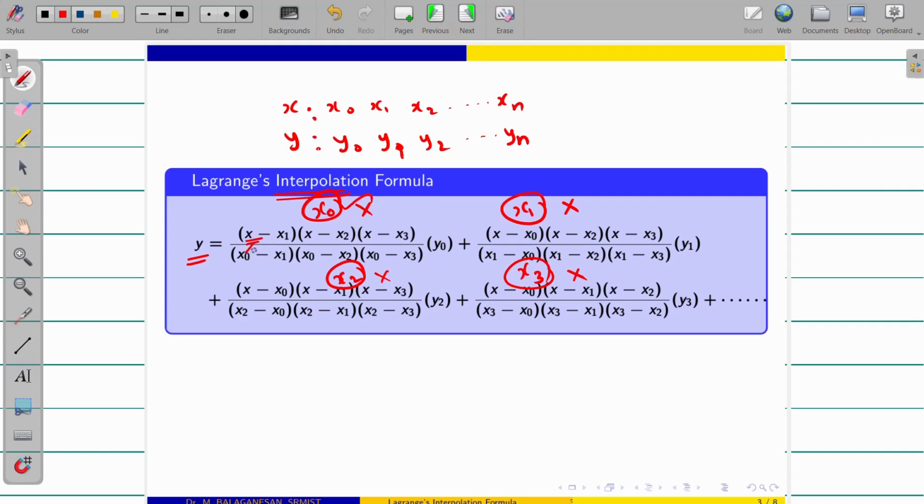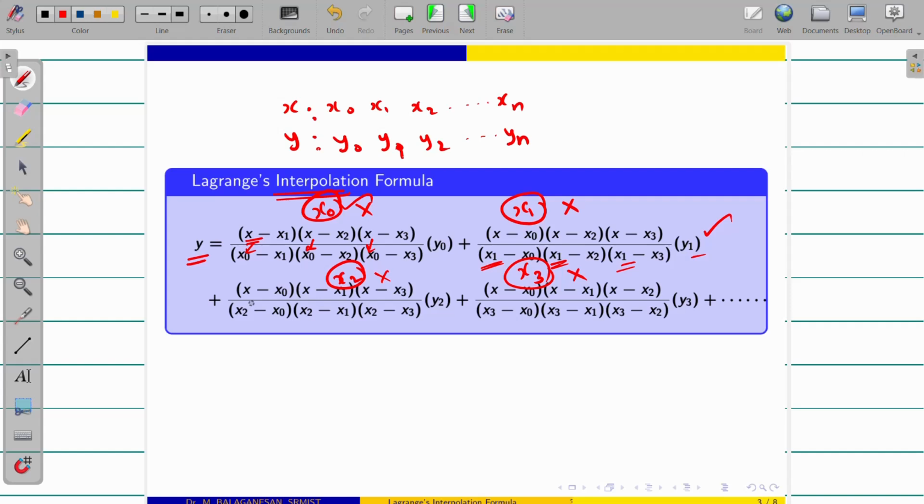Subtract by that value. Replace x by x0 here in the denominator. The right hand side values will be similar. So in the numerator x0 is missing, and in the denominator replace x by x0. The right hand side values will be similar. Now the second term. In this term, x1 is missing. x minus x0, x minus x2, x minus x3. x1 is missing, so I am going to replace x by x1 here. Other values are the same, into y1.